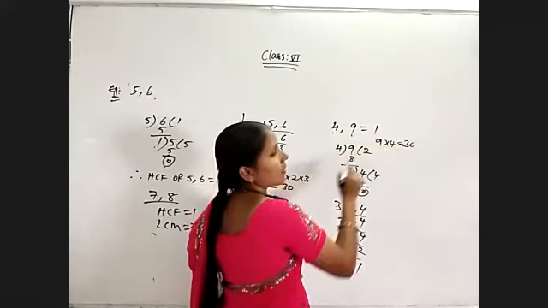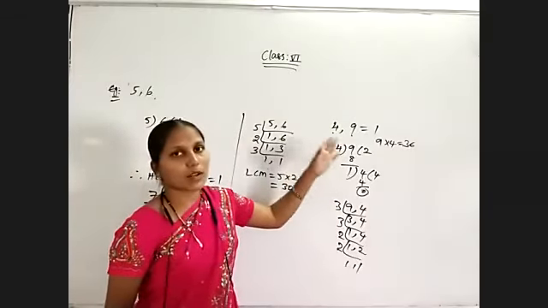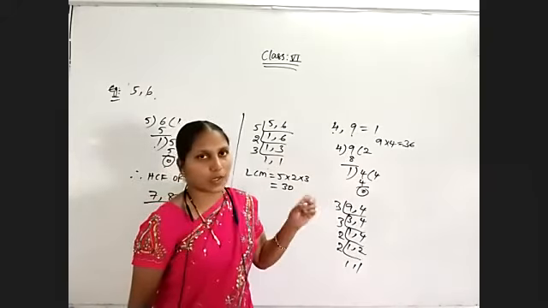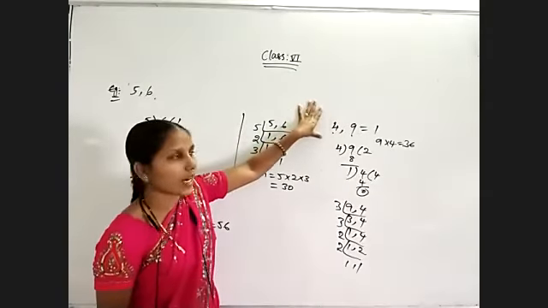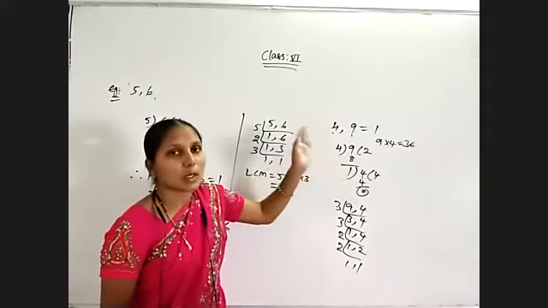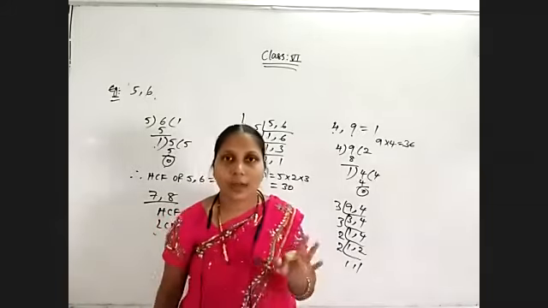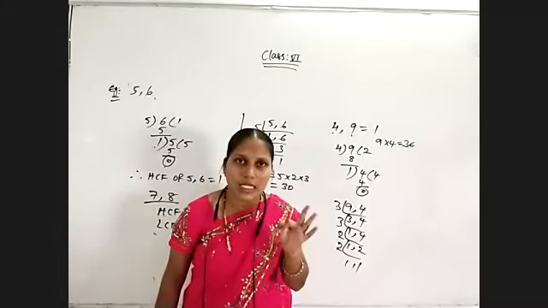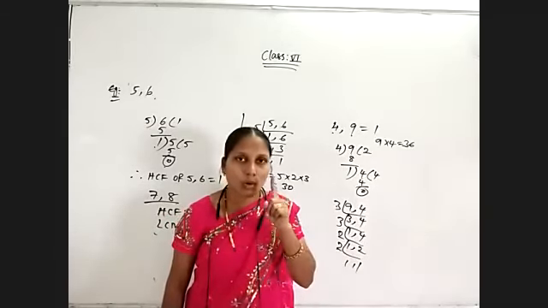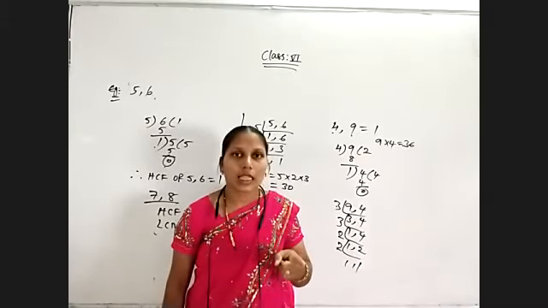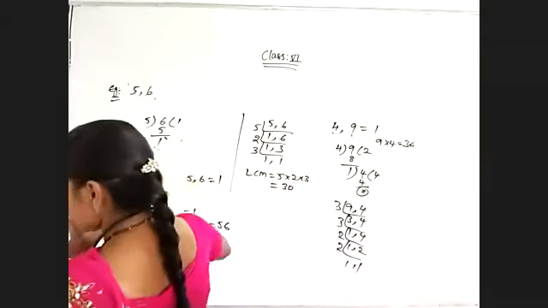So remember that whenever we get an HCF equal to 1, then their product will become their LCM. If two numbers don't have common factors except 1, then their product will be the LCM. Two points: first, if one number is a multiple of the other number, then the bigger number is the LCM and the smaller number is the HCF. And second, if two numbers have only one as their common factor, then their product will be the LCM. Now coming to the next question.